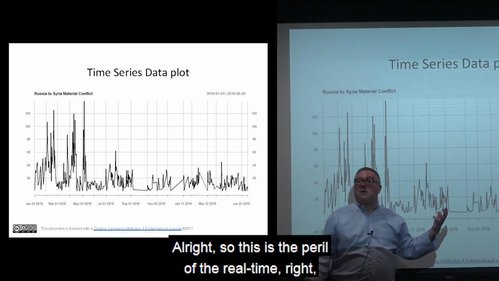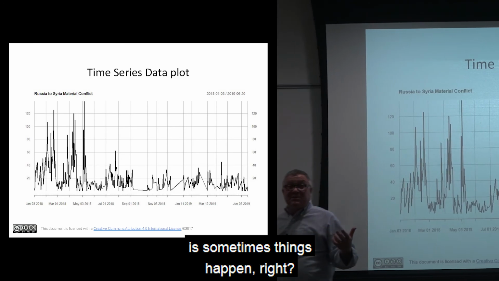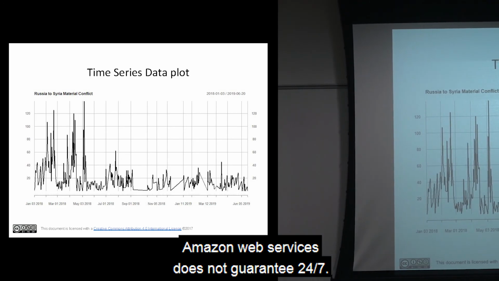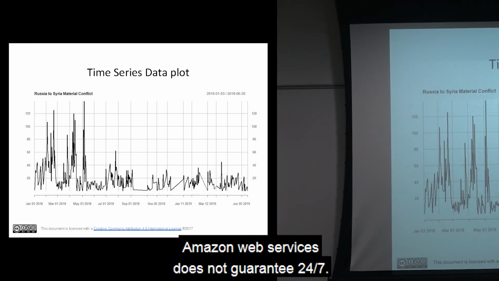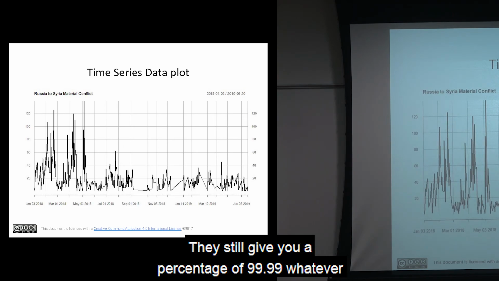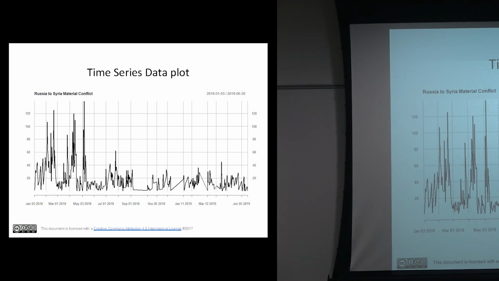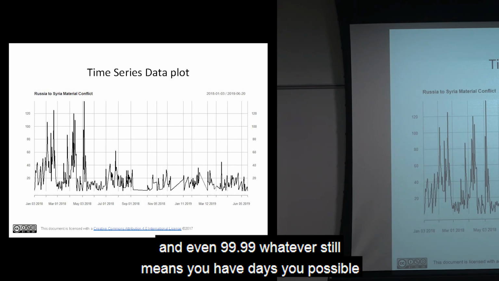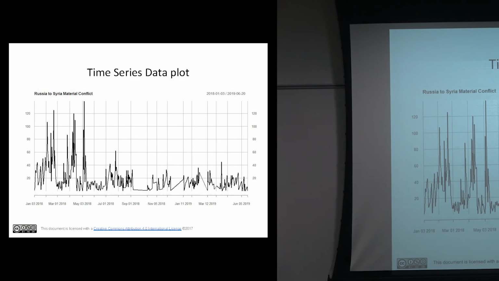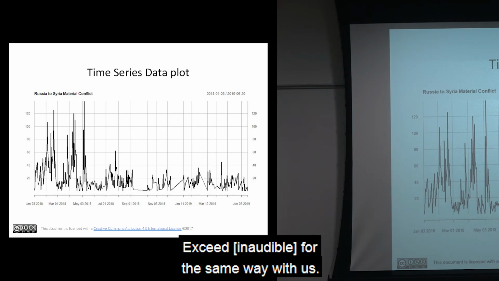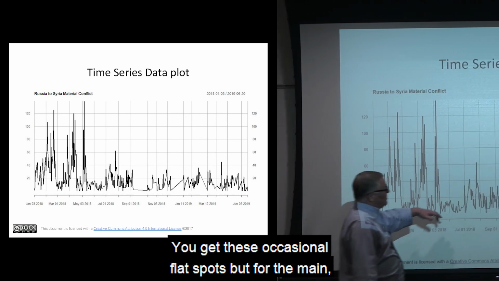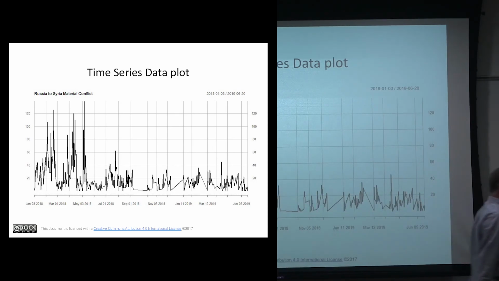This is the peril of the real-time, right? Sometimes things happen. Amazon Web Services does not guarantee 24/7. They still give you a percentage of 99.99 whatever, and even 99.99 whatever still means you possibly could be down for days. XSEDE and NSF are the same way with us. So you get these occasional flat spots, but for the most part, we're getting what we expect here.